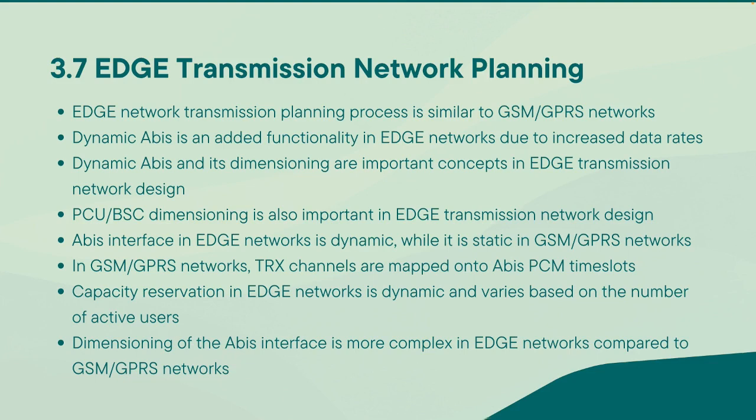In the GSM or GPRS network, for the TRX channel, it is already mapped into the Abis PCM time slot. And for the capacity, the situation is dynamic and varies based on the number of active users. So dimensioning of the Abis interface is more complex in the H network compared to the 2G or 2.5G network.